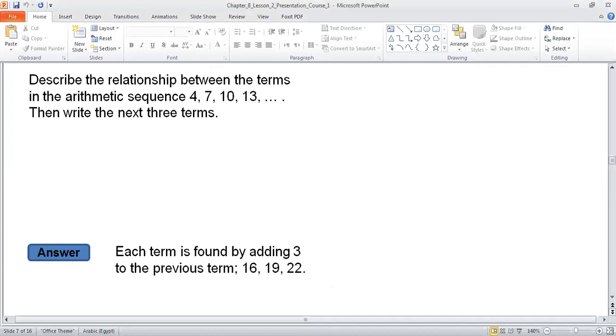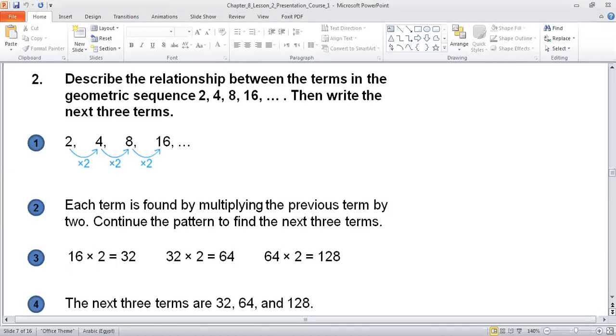Okay? The next example. Look carefully. Here, describe the relationship between the terms in the geometric sequence. This is a geometric sequence. Again, the name is what? Geometric sequence. Here we have 2, 4, 8, 16. Then write the next 3 terms.